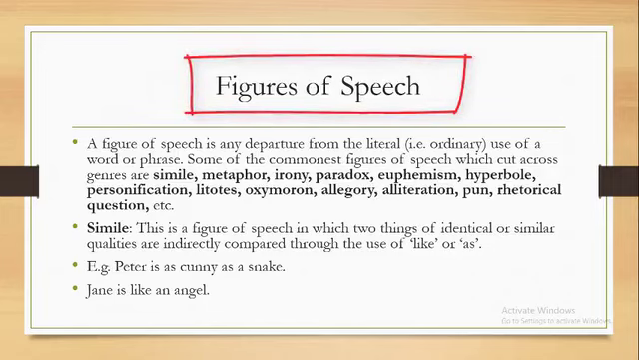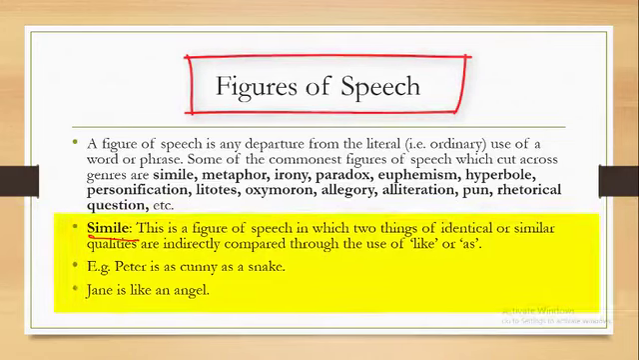Now, figure of speech is just one of the literary devices we use in English language, but today our focus is going to be on just a few of them. So let's start with the first literary device, and that is simile. Simile is a figure of speech or literary device where two things of identical or similar qualities are compared.